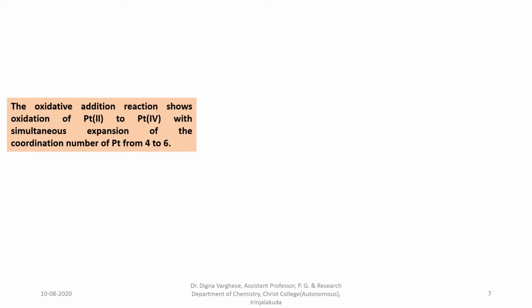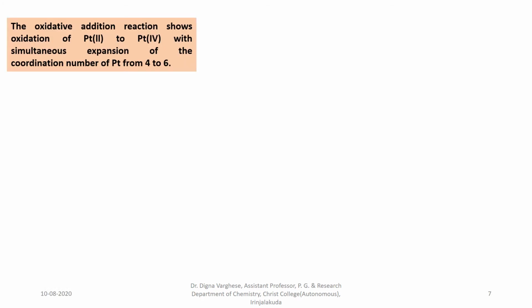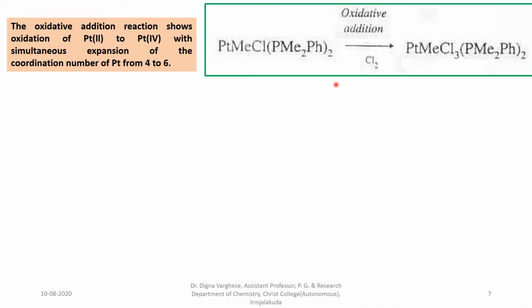Here we are illustrating some reactions for oxidative addition reactions. The oxidative addition reaction shows the oxidation of platinum 2 to platinum 4 with simultaneous expansion of the coordination number from 4 to 6. In this platinum complex, there is a methyl ligand, a chloride ligand, and a substituted phenyl-type phosphine ligand. The coordination number of platinum in this compound is 4, and its oxidation state is 2.